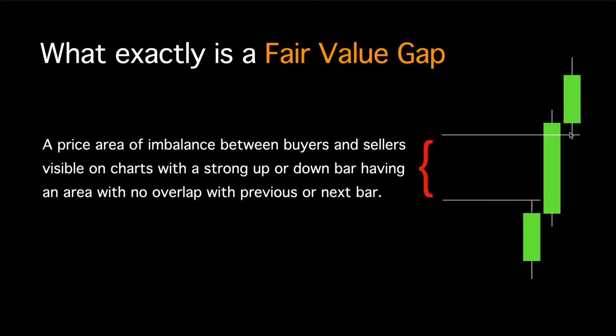As you can see, the three bars over here, the middle one is a strong up bar, and usually it's accompanied by nice volume down here. You can see that there's a region which is not overlapped by the previous bar nor by the succeeding, or next, bar. So this price region with no overlap becomes a fair value gap according to the modern definitions.